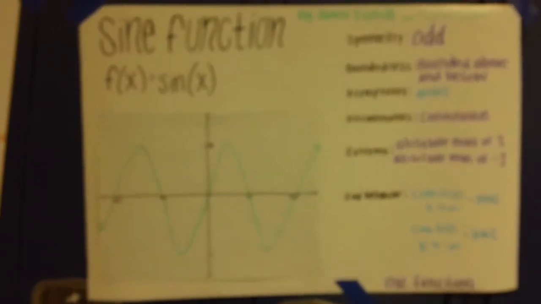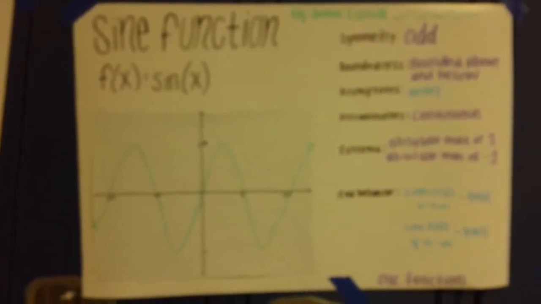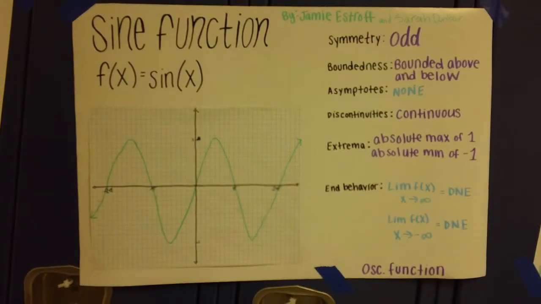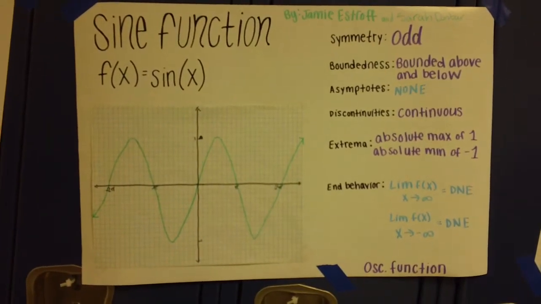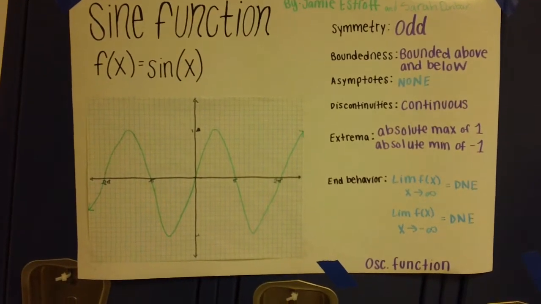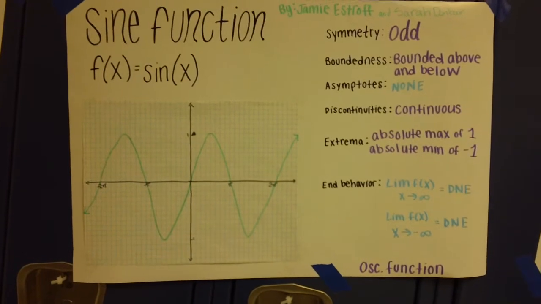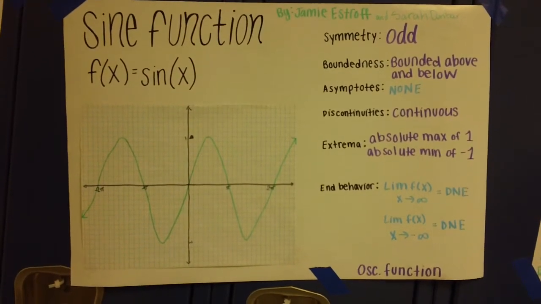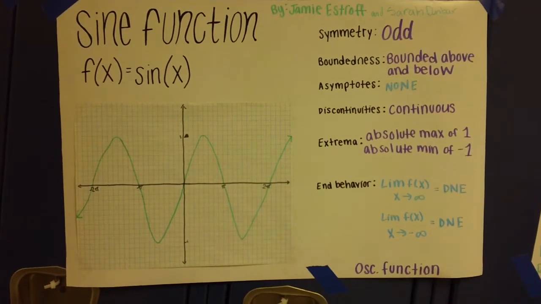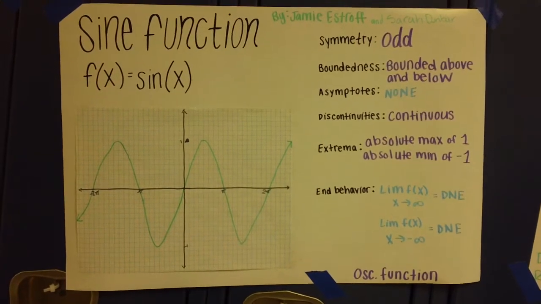The sine function, the equation is f of x equals sine of x. There's odd symmetry. It's bounded both below and above because it's oscillating. There are no asymptotes, and it's a continuous line. The extrema, the absolute max is 1, and the absolute minimum is negative 1. The limit when x approaches infinity does not exist, and the limit when x approaches negative infinity does not exist.